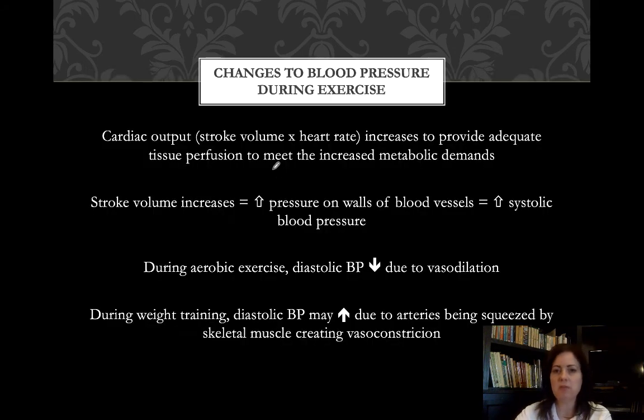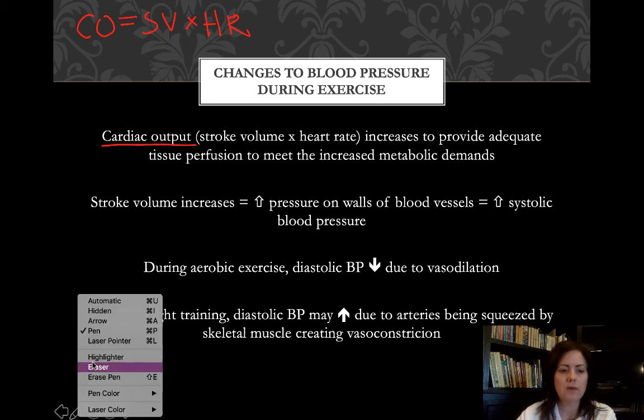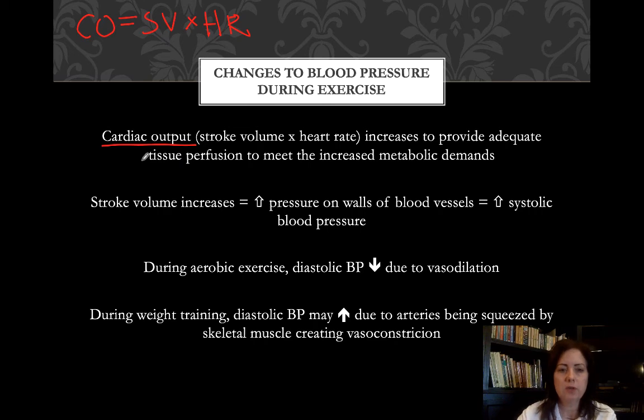Been over that. So now what happens to blood pressure when we exercise? And so we have a few things that are going to change here. So one of them is cardiac output. Okay, and we've defined this before. We know that cardiac output equals stroke volume, or how much the heart pumps with each beat, times heart rate, or beats per minute. Okay, and so this is how we can calculate flow to the body, that cardiac output. So cardiac output is going to increase to supply all of our working tissues with adequate blood flow, oxygen and nutrients. Okay, so cardiac output is going to increase to meet the increased metabolic demands that we have during exercise. Okay, so that's one change that we're going to see.